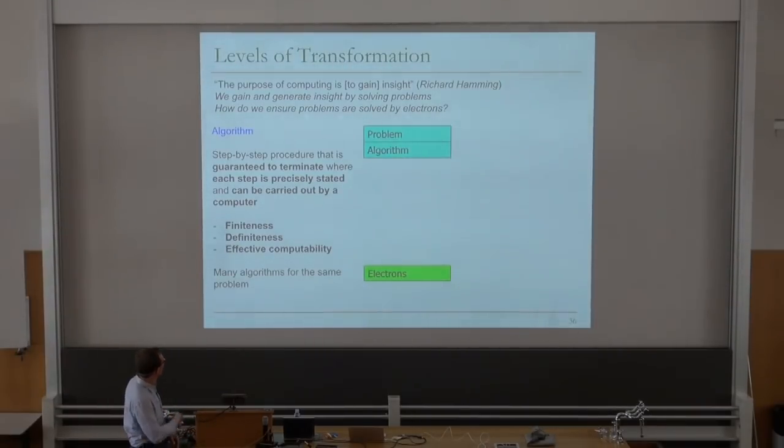So algorithms is important, but an algorithm is a step-by-step procedure that is guaranteed to terminate. It has this property of finiteness. Each step is precisely stated, each step is definite, so you can actually execute each step alone. And each step is effectively computable, meaning it could be carried out by a Turing machine or a computer, right? That's essentially an algorithm, three properties of an algorithm. And there could be many algorithms that satisfy these criteria for the same problem, right? Clearly. There are many sorting algorithms, for example. If you want to sort a given array of numbers, you can employ many different things with different trade-offs, right?